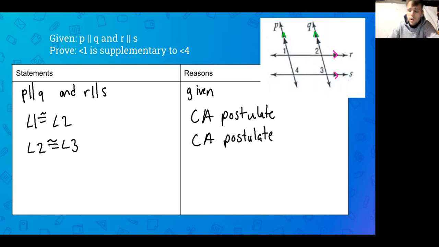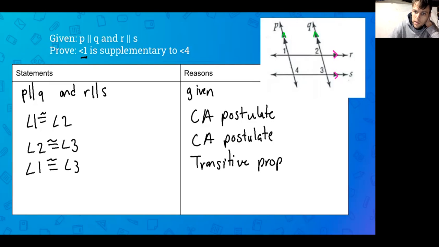And 3 and 4 are supplementary. So what we need to do here is I want to make a replacement. I can say that 3 and 4 are supplementary, but I want to say that 1 and 4 are supplementary. This right here gives me a nice chain. Angle 1 is congruent to angle 3 by the transitive property. It's the transitive property of equality.